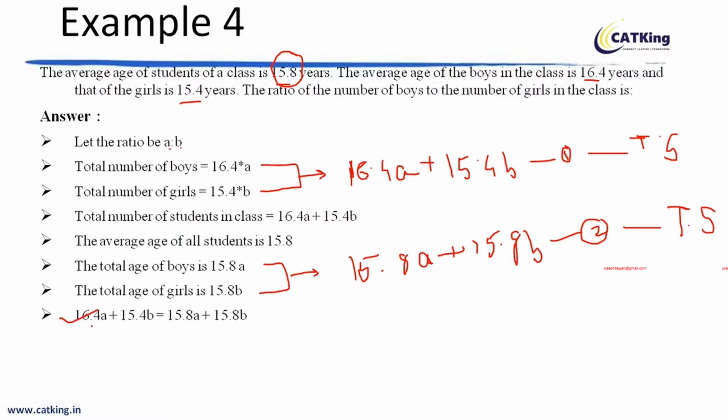Okay, so 16.4A plus 15.4B is equal to 15.8A plus 15.8B. So 16.4A stays here. This 15.8A comes here, so 16.4A minus 15.8A will give you 0.6A, and this 15.4B goes that side, that will give you 0.4B. And you take B this side, so A upon B will be 0.4 upon 0.6, which will be 2 upon 3.